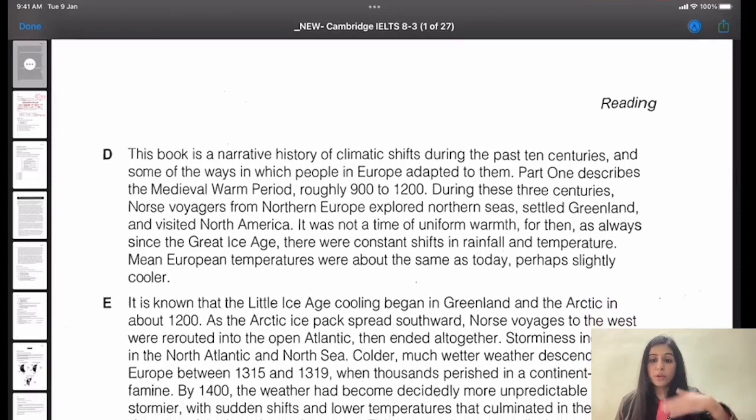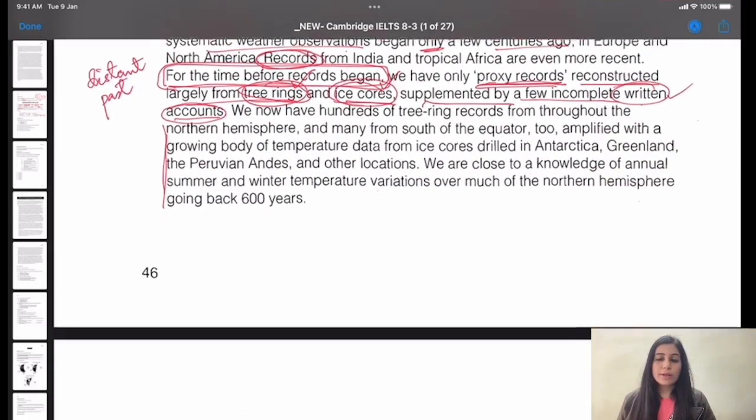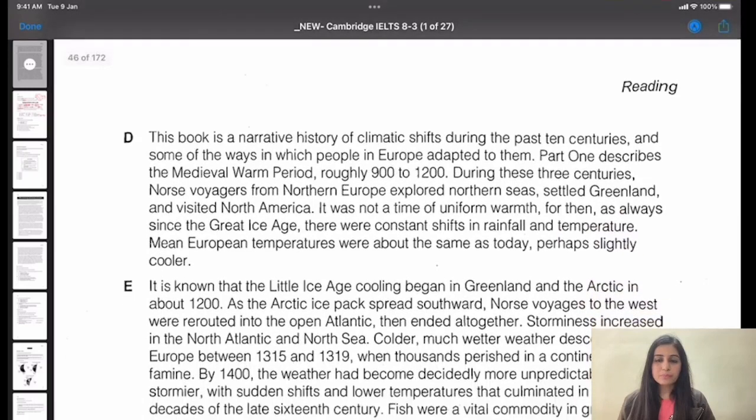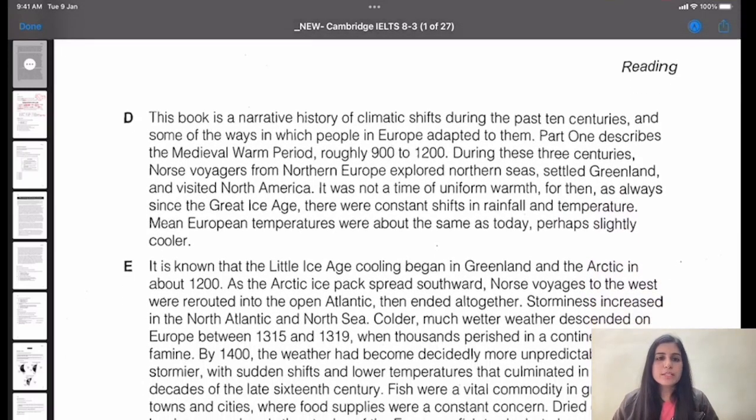And also the order, the sequence is not necessarily the same. It could be above or below. So please be mindful of that as well. All right, let's read paragraph D. This book is a narrative history of climatic shifts, okay, during the past 10 centuries and some of the ways in which people in Europe adapted to them. So it's talking about how people adapted and climatic shifts and all of that. And then it's giving the example. We read it in the last class, so I'm not going to go into the details.